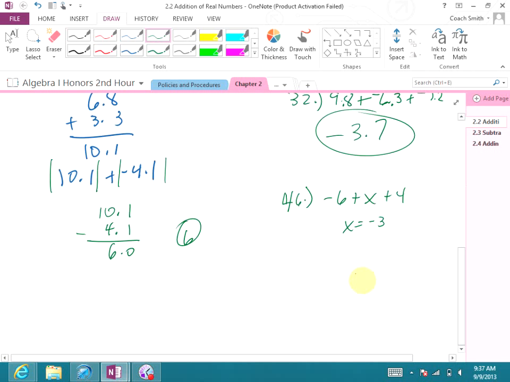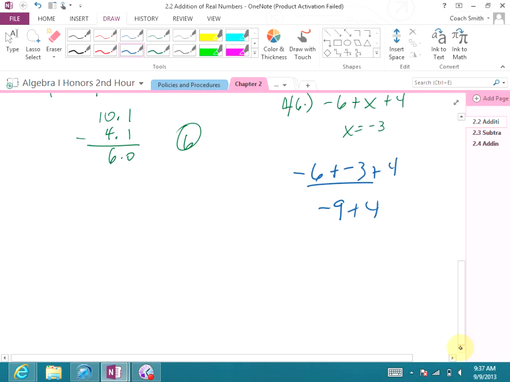All right, what do we get? -5. That would be correct. So that means here we have to plug in -6 plus -3 plus 4. -6 plus -3 is -9 plus 4. Then we have -9 plus 4, which is -5. All right.